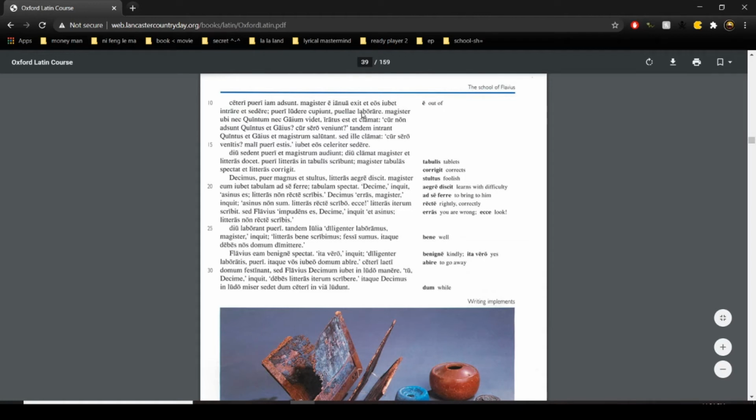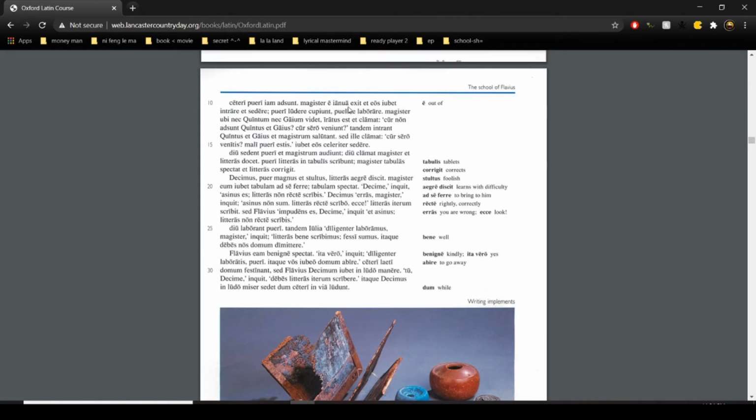Magister e ianua exit eosque iubet intrare et sedere. So the teacher exits the door and orders them to enter and sit. Pueri ludere cupiunt, puellae laborare. So the boys want to play, and the girls are working.